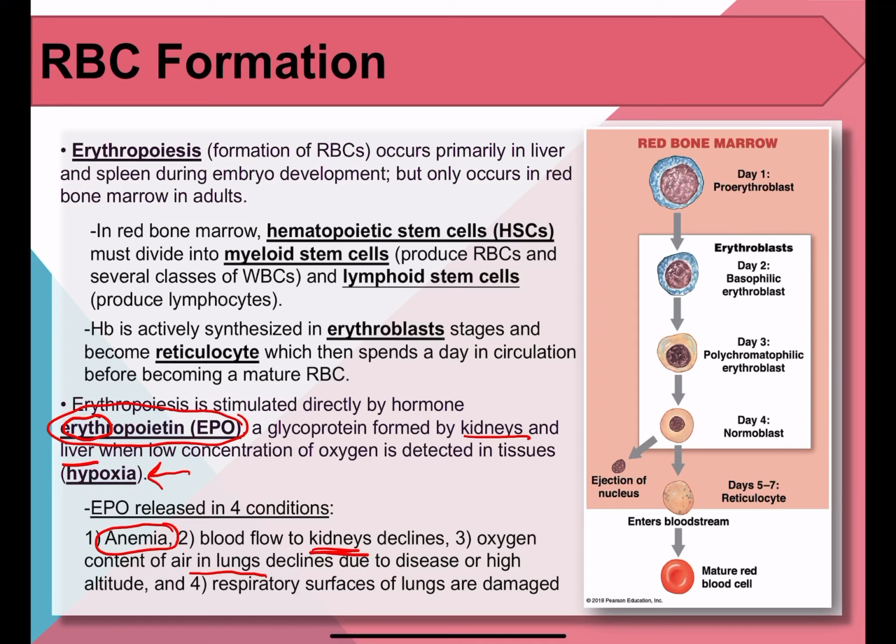okay? And also high altitude is a reason why you can have less oxygen, because when you are at higher altitude levels, there's less oxygen available in those areas. So what ends up happening is your body will release EPO to generate more red blood cells, and hence you can still breathe normally when you're high up on Mount Everest or something, okay?